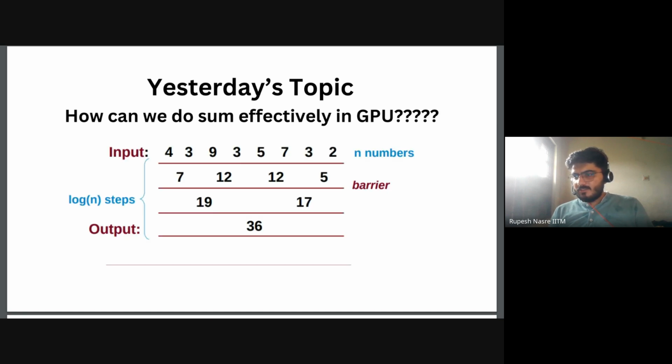I think yesterday only someone suggested this approach, right? So we will just make 4 3 add 9 and 9 plus 3, 5 plus 7, 3 plus 2, then you will get this array. Then you will further reduce it, further reduce it, further reduce it, and in the log n step we will just get the sum.